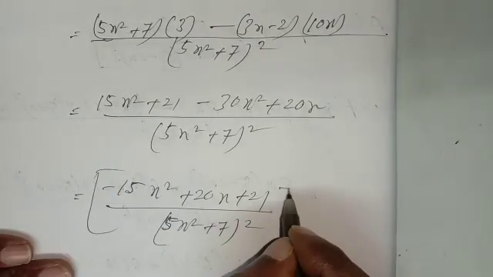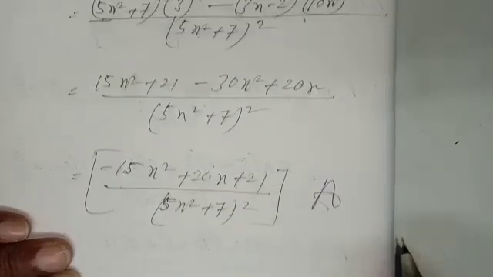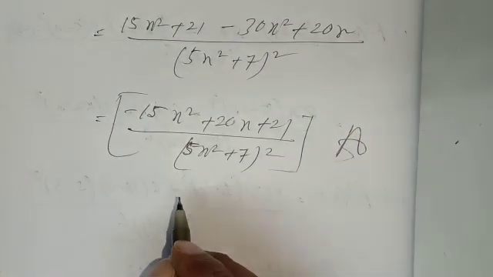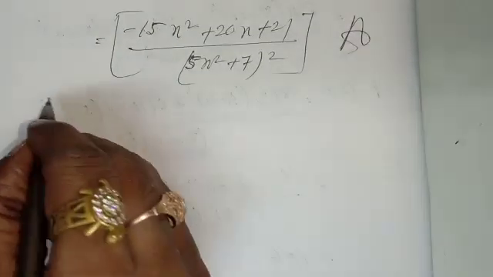You can keep it like this, otherwise you can minus second common, and this is the answer. Divide it. Okay, number 2 completed. Let us go to number 3.